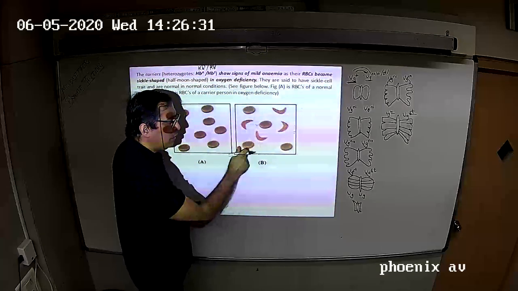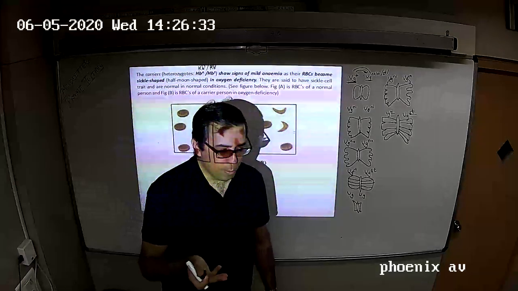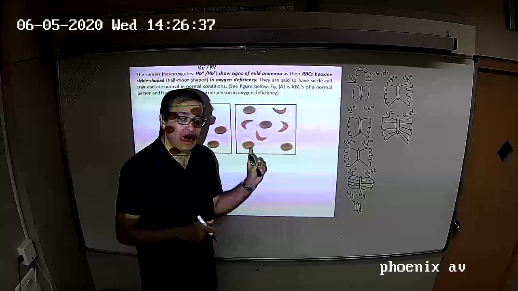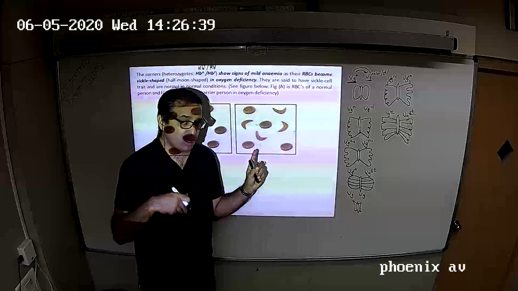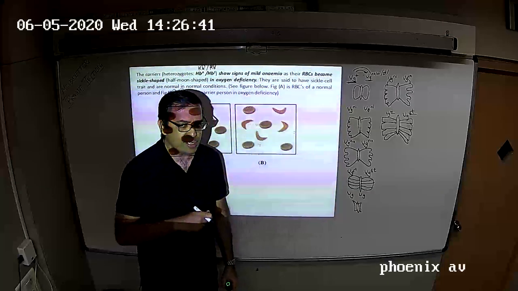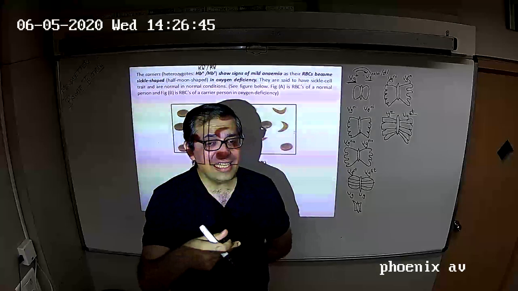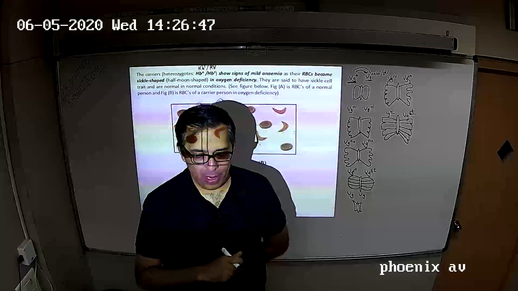In the carrier state, the person will not die. The person will survive and will suffer from sickle cell anemia. He will have oxygen deficiency, breathlessness, as I just told you. So sir, an important question is, where is sickle cell anemia found?